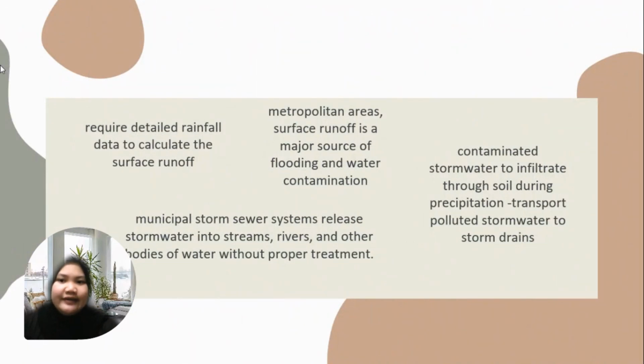This project requires detailed rainfall data to calculate the surface runoff. In metropolitan areas, surface runoff is a major source of flooding and water contamination. Instead of allowing contaminated stormwater to infiltrate through soil during precipitation, surface runoff is built to transport polluted stormwater to storm drains. The majority of municipal storm sewer systems release stormwater into streams, rivers, and other bodies of water without proper treatment, which can cause water contamination.